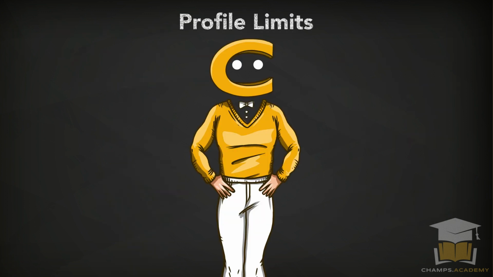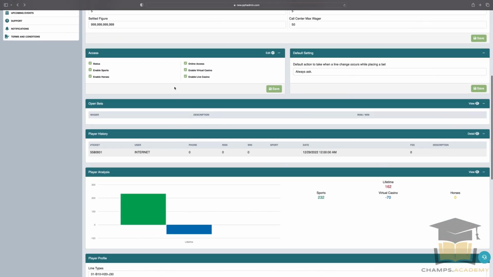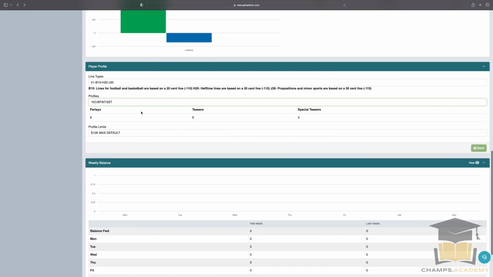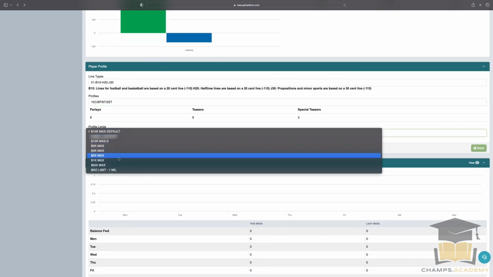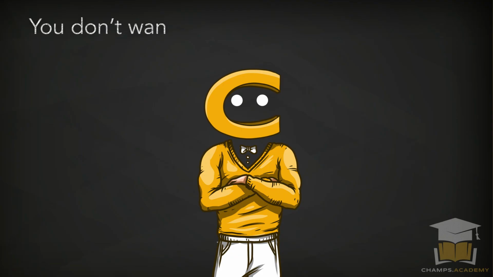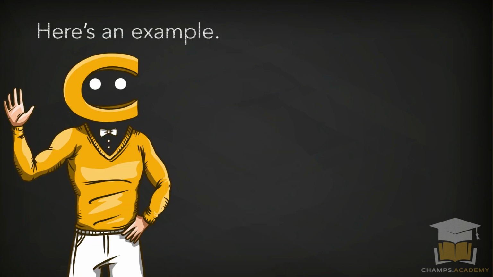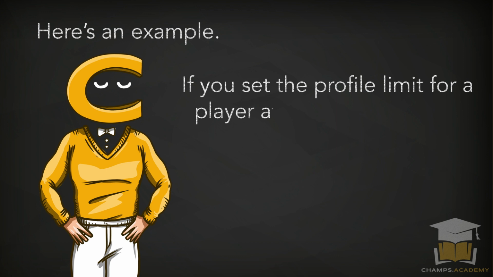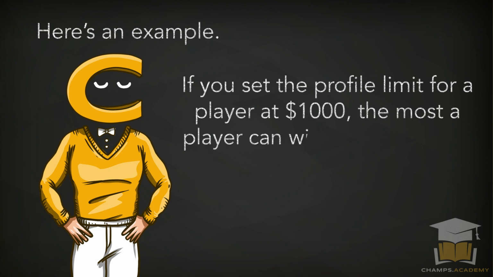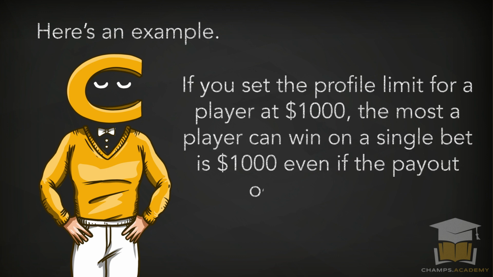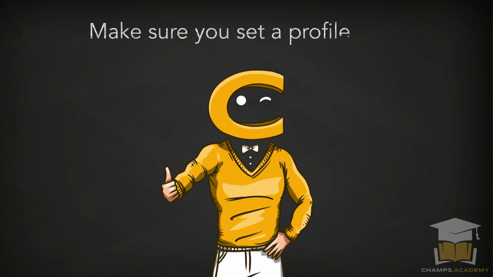Profile limits. The profile limits ensure your exposure is limited. There are a number of settings, 500, 1,000, 2,500, 5,000, etc., where you select an amount that's the maximum a player can win on a single bet. You don't want guys taking shots at you, and the profile limits prevent this. Here's an example. If you set up a profile limit for a player at $1,000, the most a player can win on a single bet is $1,000, even if the payout odds are higher. Make sure you set the profile limit.